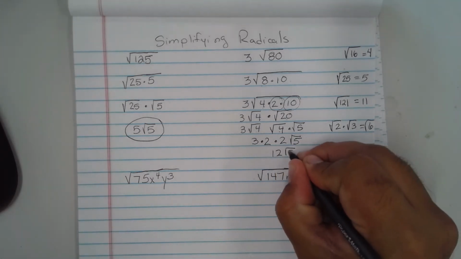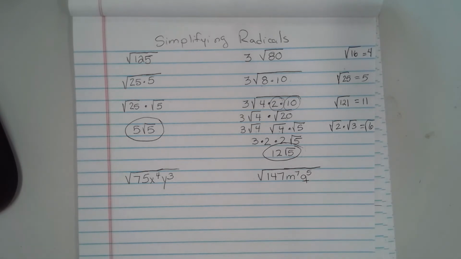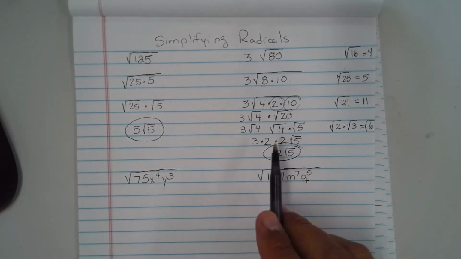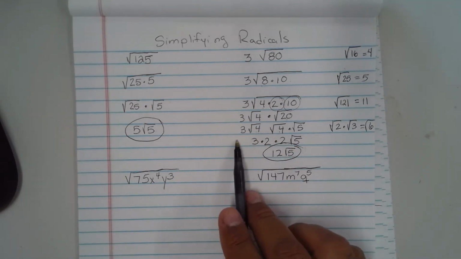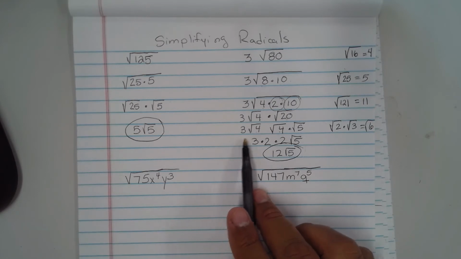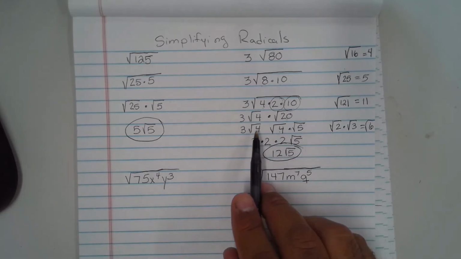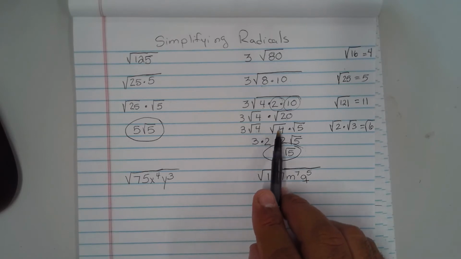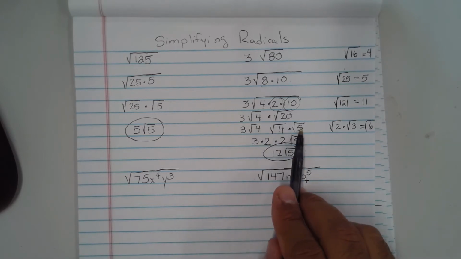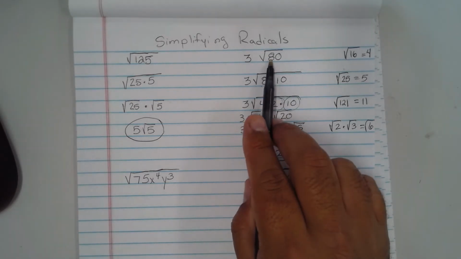12 square root of 5. That should be my final answer. Because remember, I told you, anything that goes out, it's all multiplication, right? Anything that goes out. So let's think about this right here. 4 times 4 times 5 is the same thing as what? Square root of 80.